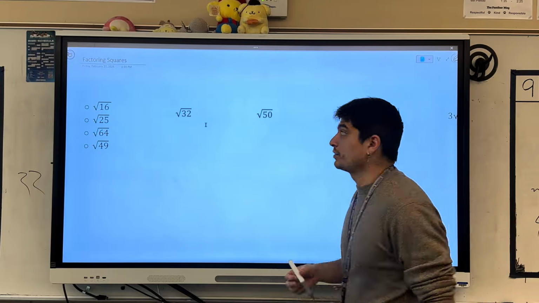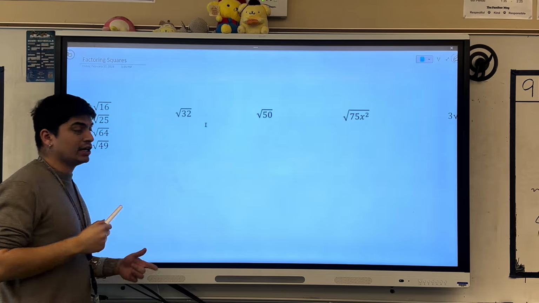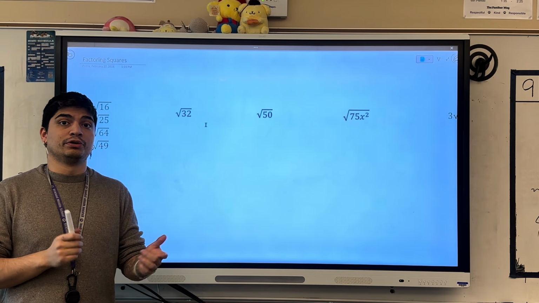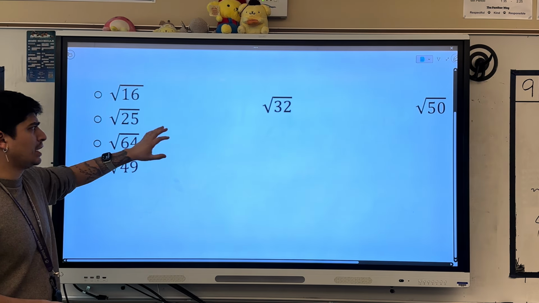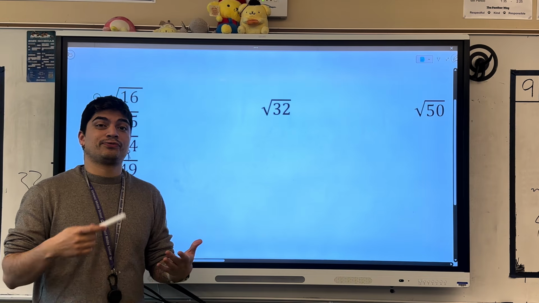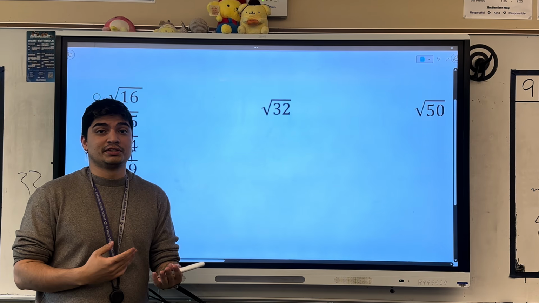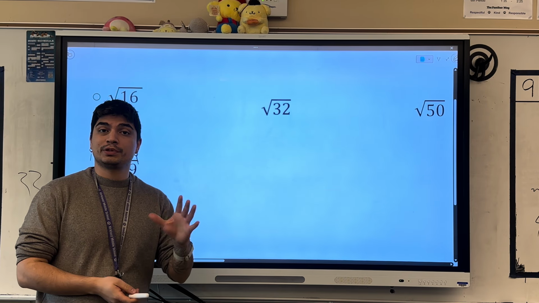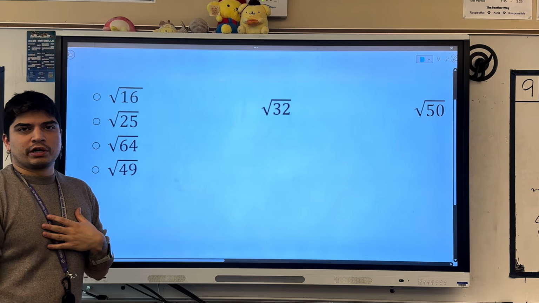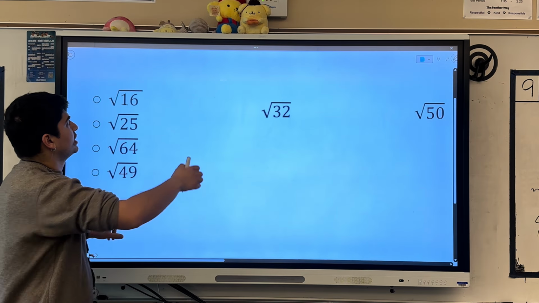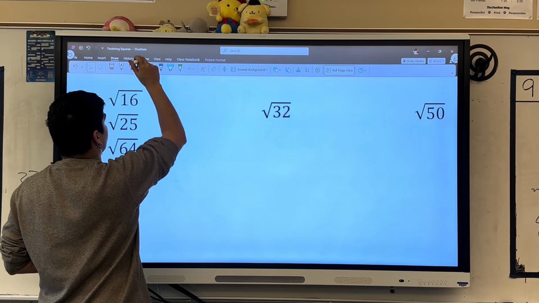Hey guys, Mr. Fernando here, and here I am showing simplifying square roots or simplifying radicals. We're going to be using a method called factoring. There's a couple of ways that you guys can actually do this, but I'm going to be showing the factor tree way. So we're talking about square roots, right? So let's think to ourselves, what is a square root?